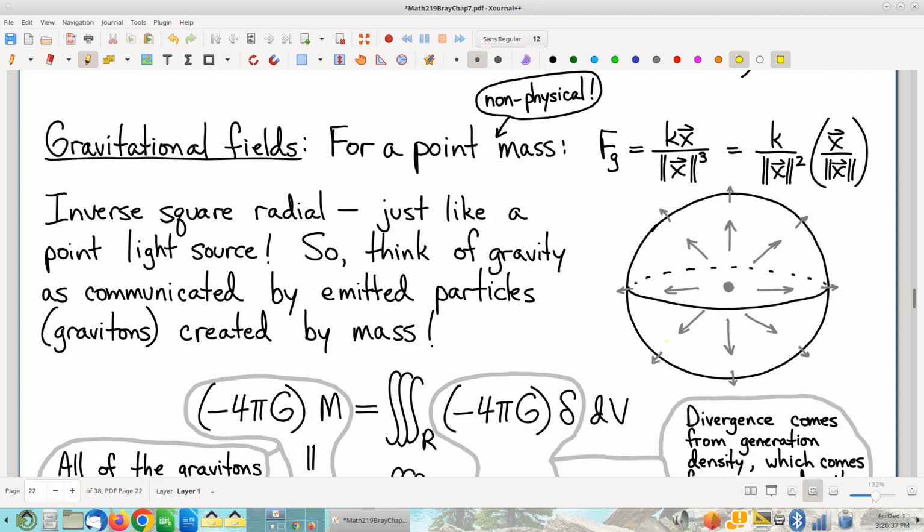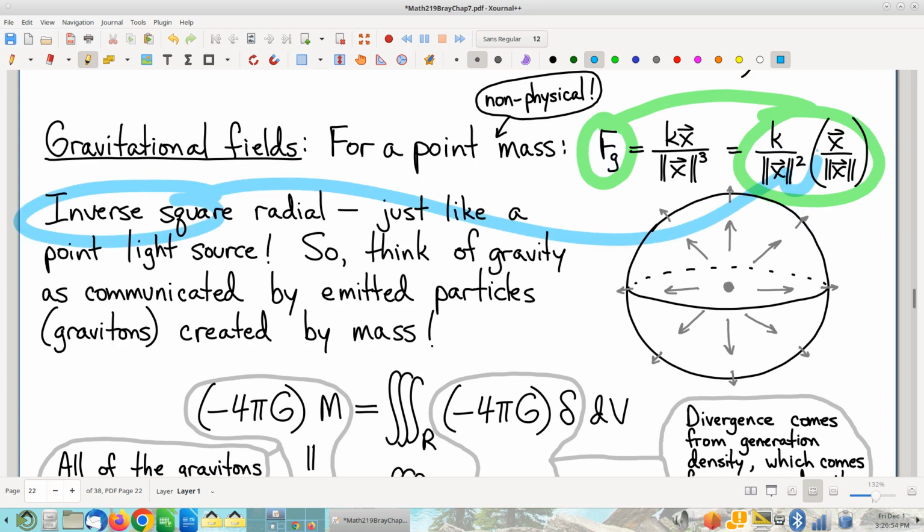Gravitational fields y'all have seen before. We talked about these back in chapter 3, I guess it was. I think it was chapter 3 when we were talking about vector fields in the first place. This is an inverse square radial vector field. Inverse square, of course, because of the magnitude, being literally an inverse square magnitude. And radial because, of course, that is a radial direction right there. The vector factor there. Everybody on board?